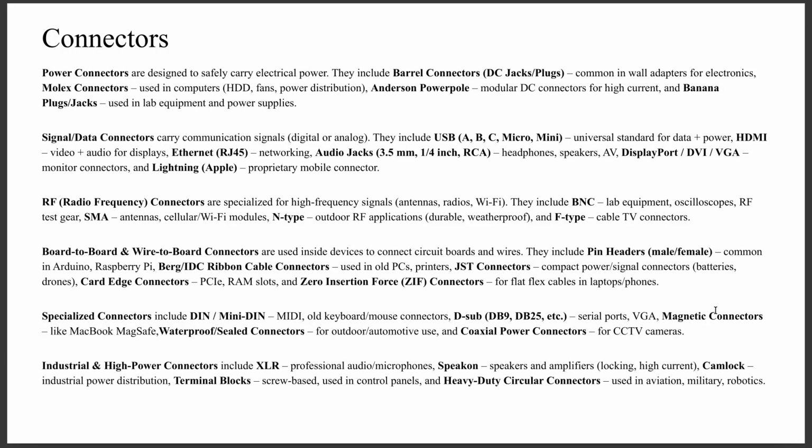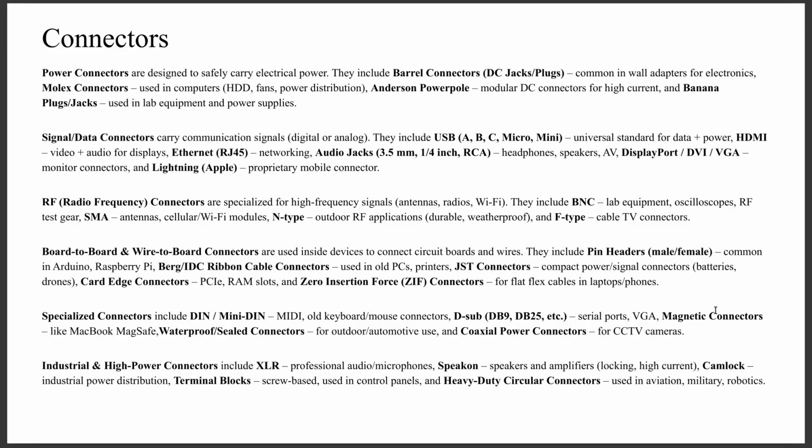Connectors. Power connectors are designed to safely carry electrical power. They include barrel connectors such as DC jacks or plugs. They are common in wall adapters for electronics, Molex connectors, Anderson Powerpole connectors, and banana plugs and jacks. Signal/data connectors carry communication signals. They include USB, HDMI, Ethernet, audio jacks, DisplayPort, and Lightning.